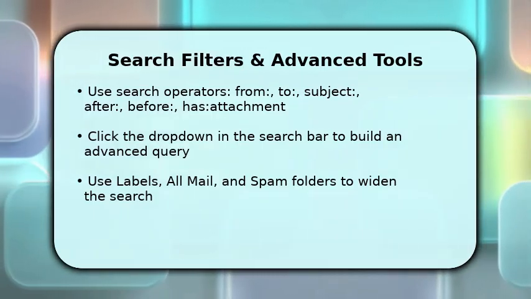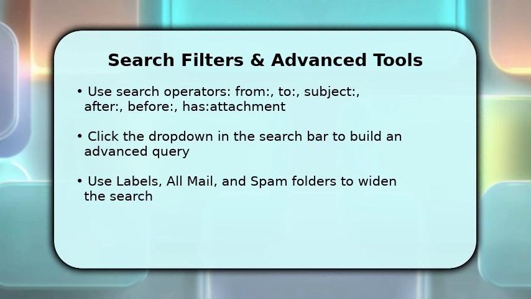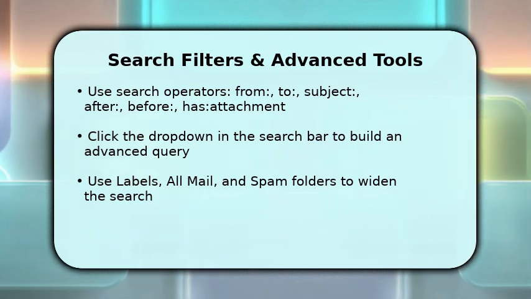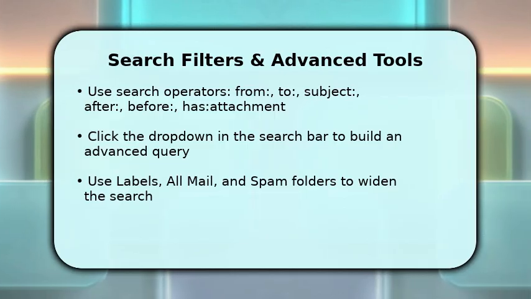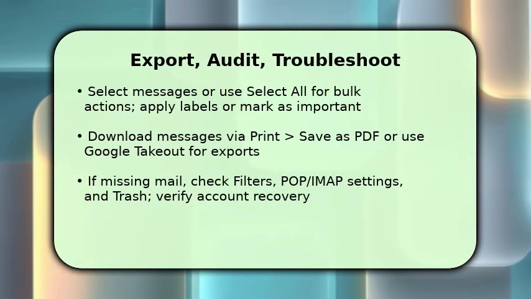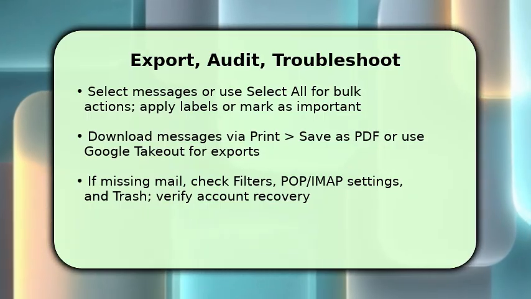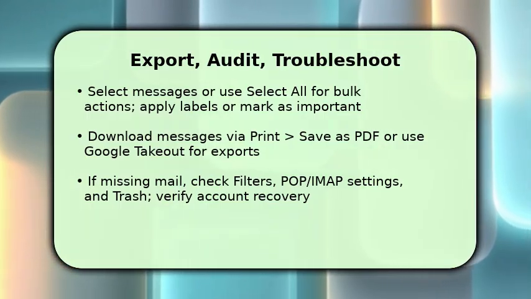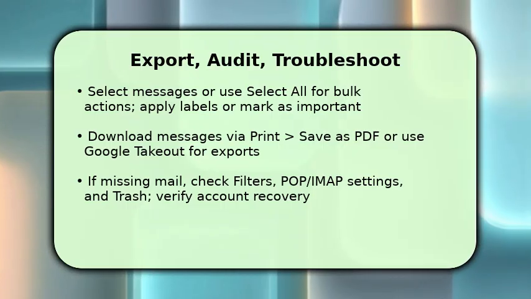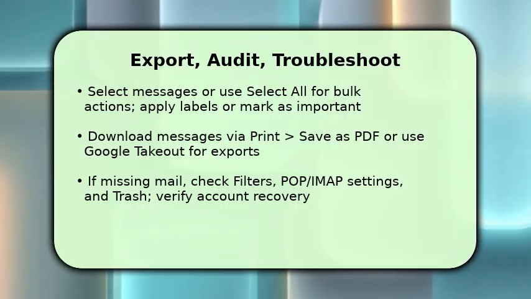Once done, press Enter to view results, then open All Mail or Spam if messages don't appear in inbox. Make sure labels aren't hiding messages. Finish by exporting or archiving what you need. Select messages and use Print to save as PDF or visit takeout.google.com to export mail in mbox format for audits.